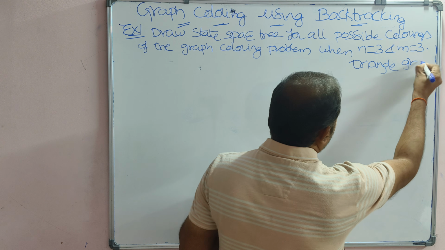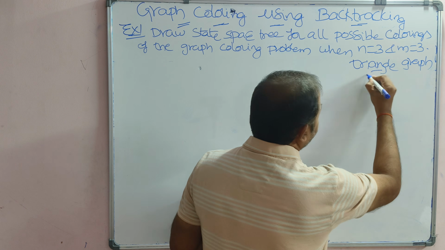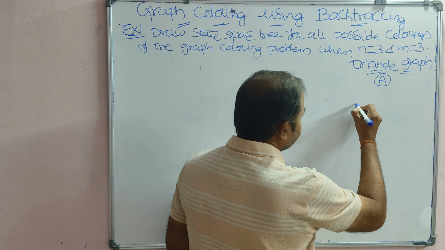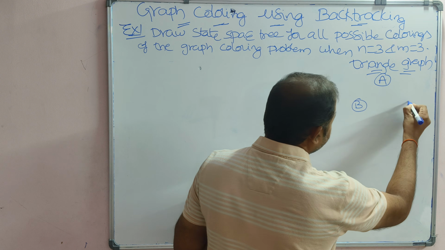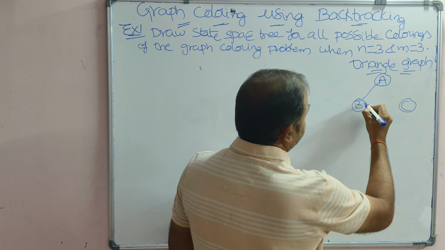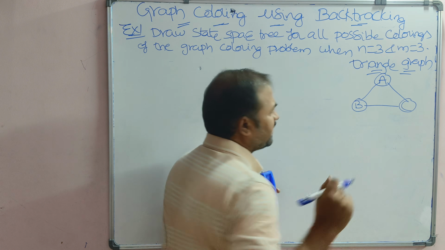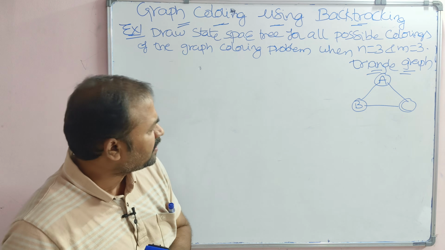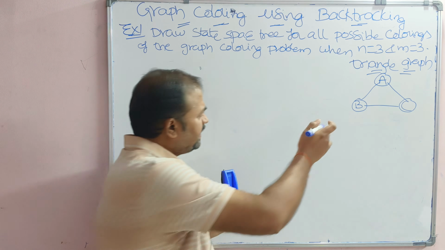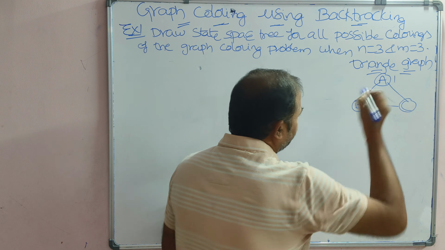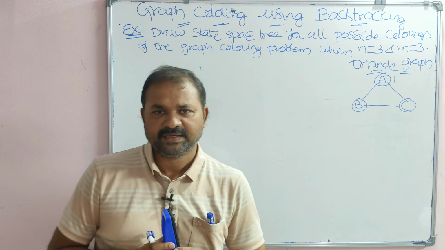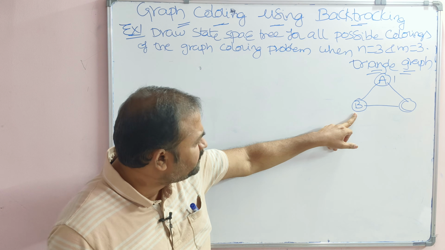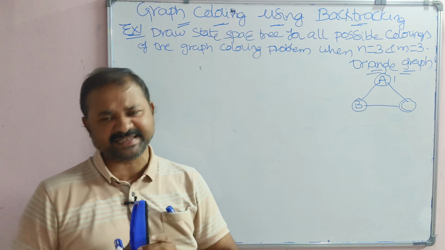Triangle graph means we will have 3 vertices in the form of a triangle: A, B, C. So this is nothing but a triangle graph. Let's see how we can use the graph coloring problem. Let vertex A be colored with color 1. Then we can't use color 1 for vertex B as well as vertex C.